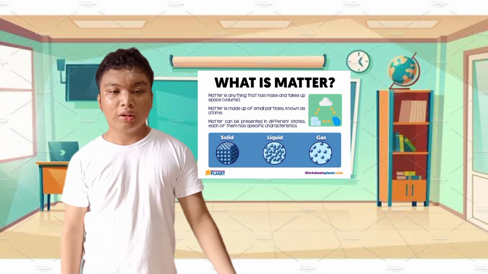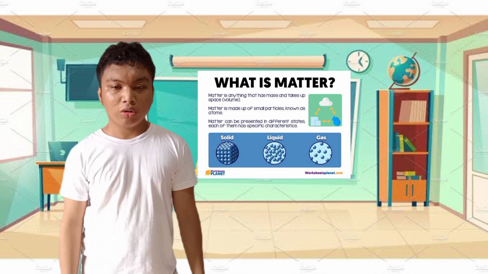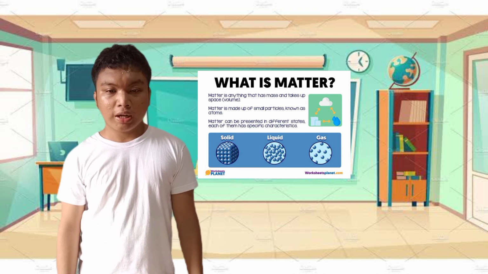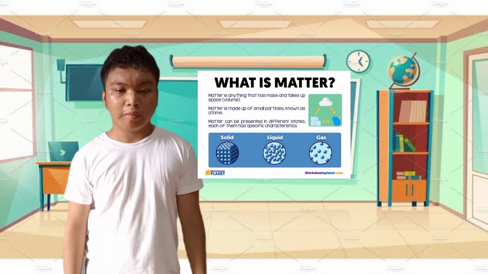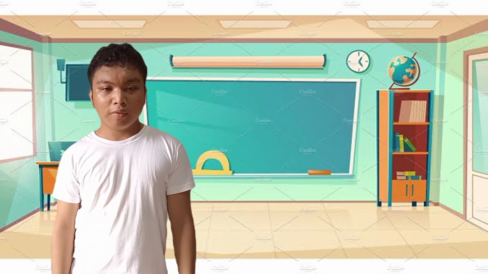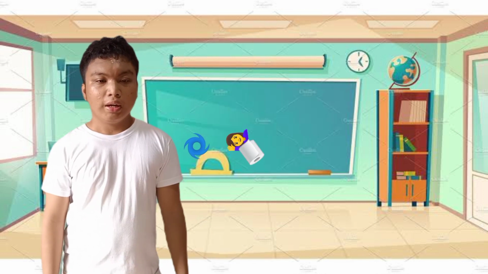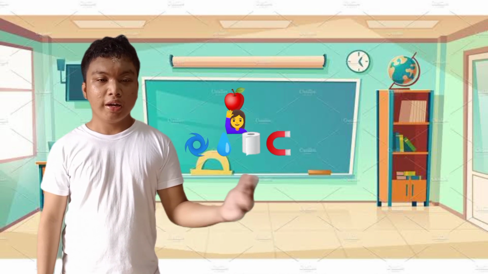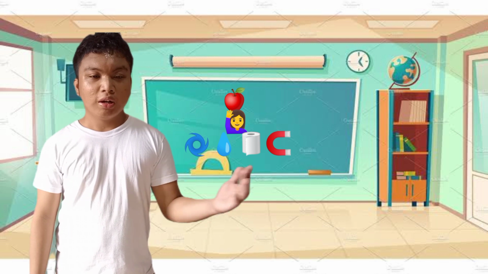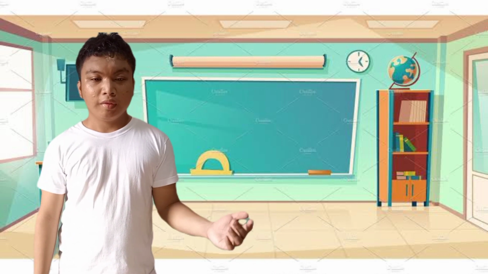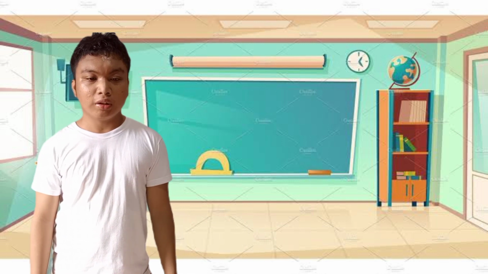Matter and its classification. What is matter? Matter is composed of tiny particles. Anything that has mass and takes up space is called matter. Examples of matter: an apple, a person, a table, air, water, a computer, paper, iron. These are examples of matter.